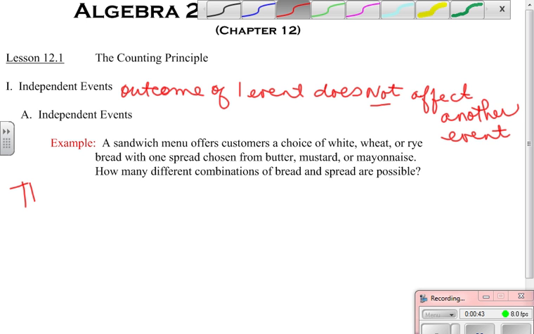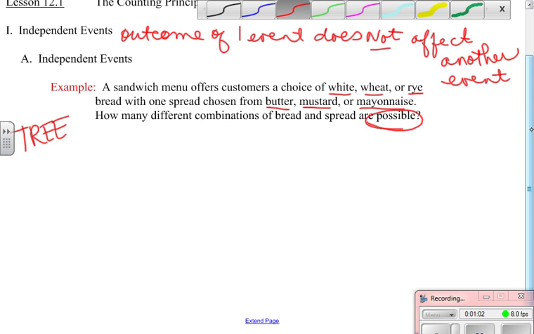The first way we are going to do is use a tree diagram to figure out how many choices are available from this sandwich menu. We have a choice of white, wheat, or rye breads, and we have choices of butter, mustard, or mayonnaise. How many choices are possible is what we are answering. So when I go to make a tree diagram, I have white bread, wheat bread, and rye bread. Now it doesn't matter if I choose white bread, then what spreads I can have on it, so these truly are independent events.